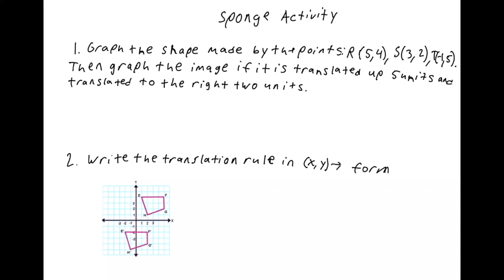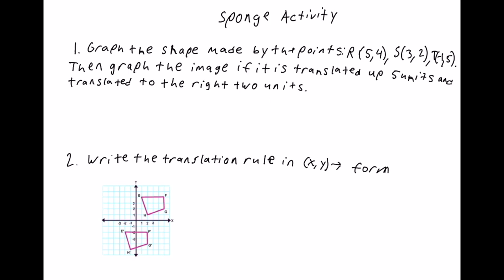Alright, now for the sponge activity. In number 1, I give you these points, and I want you to graph the shape. Then, I want you to graph its image if it was translated 5 units up and 2 units to the right. So you're going to be graphing 2 images, the pre-image and the image.